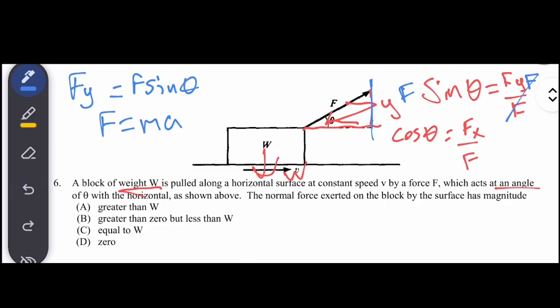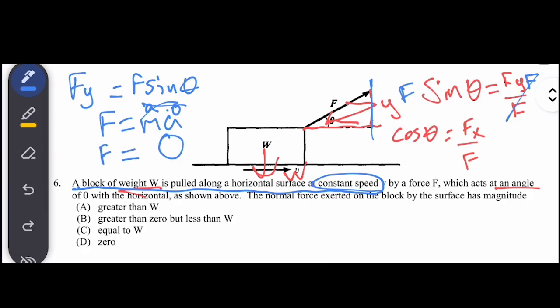So now that we have our force equals mass times acceleration equation, we have to remember one thing. In the problem, it says that a block of weight W is pulled along a horizontal surface at a constant speed V. When it says constant speed, that means the speed is not increasing. And if the speed is not increasing, that means the acceleration is 0. Knowing that the acceleration is 0, we can add a 0 to the side, because 0 times anything is going to be 0. So we can just say F is equal to 0.